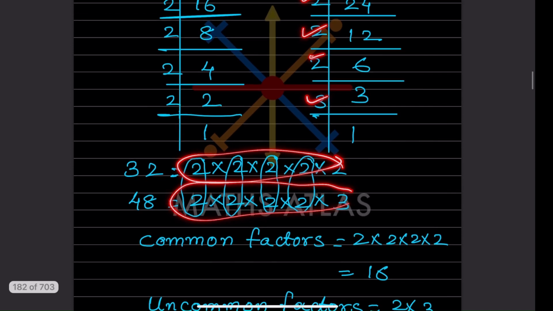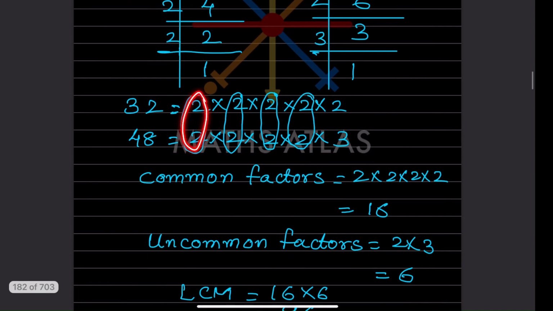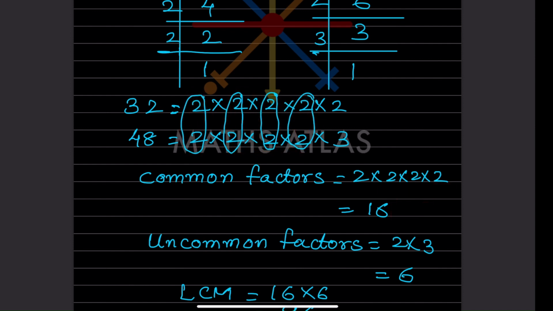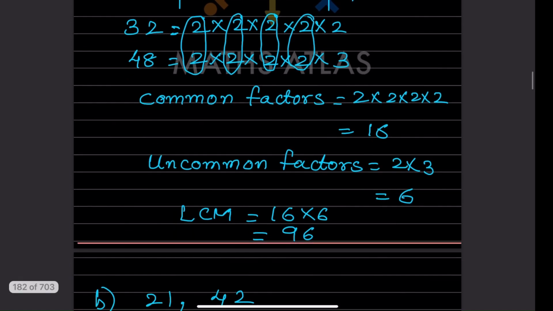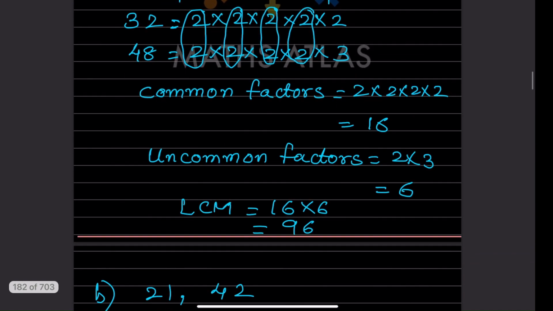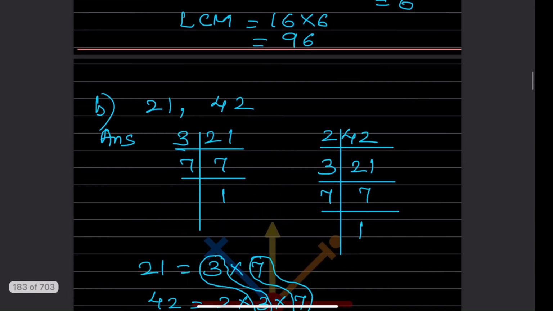Now you have to see which are the common ones. So 2 2 2 2, this is 16. Now the uncommon ones are whatever remains. When we want to find the LCM with the help of the prime factors, we first write the common ones and then the uncommon ones. So 16 times 6 is 96, which is the LCM of it.